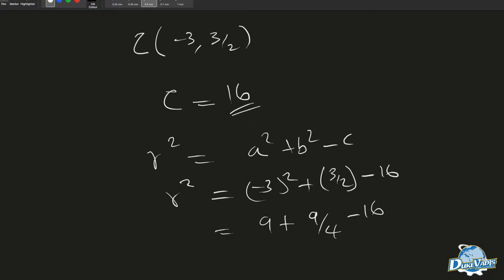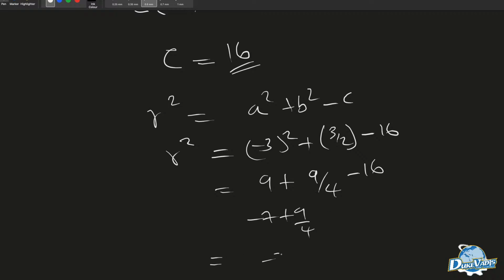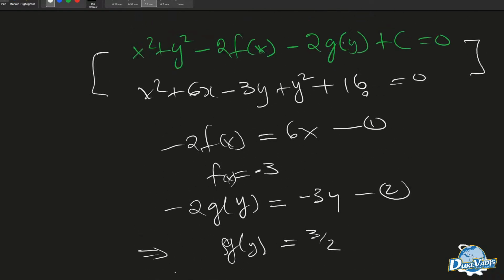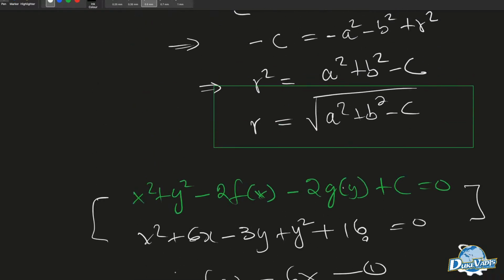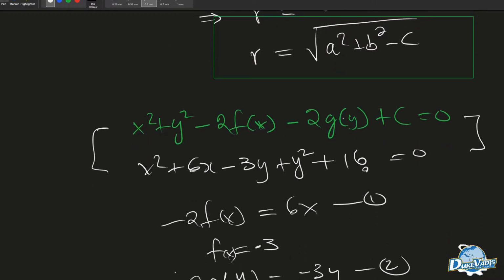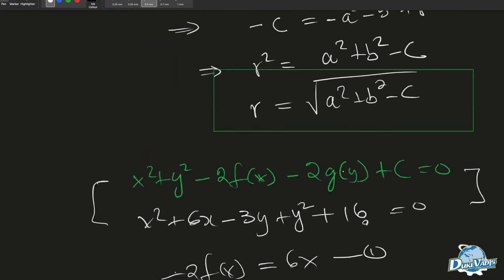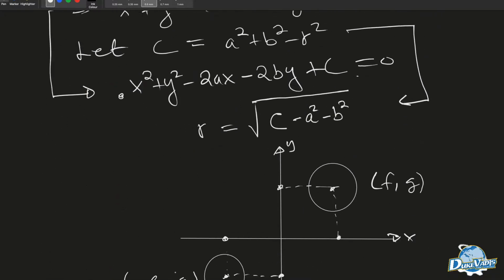Then here I'm going to get minus 7 plus 9 over 4. And this will give me negative 28 plus 9 over 4. And the square root of that will give me the value of r. You see that knowing things of the sort can help you to solve the equation quickly. So all these equations are necessary for us to remember.